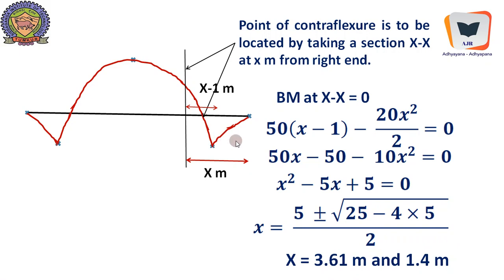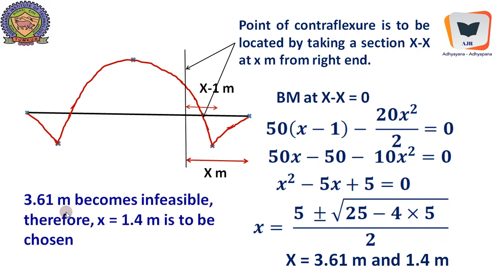3.61 meters is infeasible, because it will take the section somewhere over here at this particular junction, because the entire distance is 4 meters. So it will be somewhere over here. Therefore it is infeasible, and we have to take 1.4 meter to be the feasible distance where bending moment becomes 0. Since the loading is symmetrical, even this distance from here till here also happens to be 1.4 meter. Yeah, 3.61 meter becomes infeasible. Therefore x equal to 1.4 meter is to be chosen.